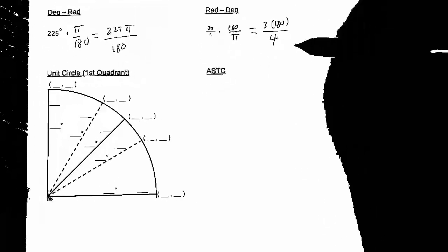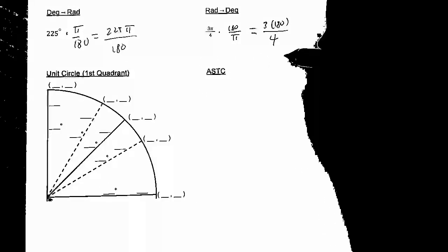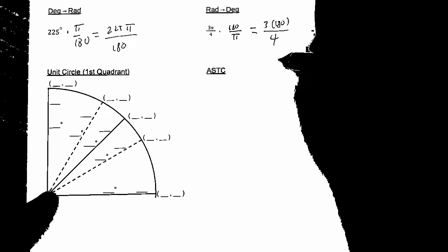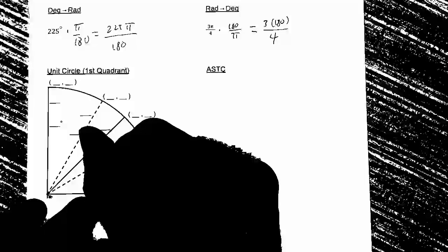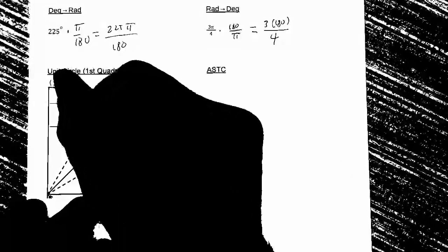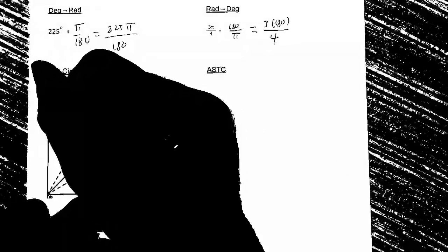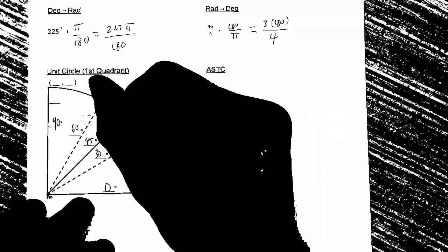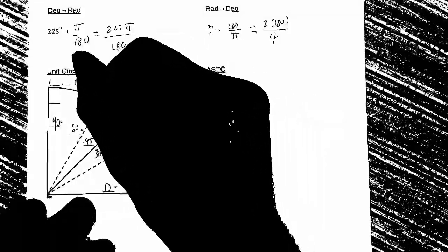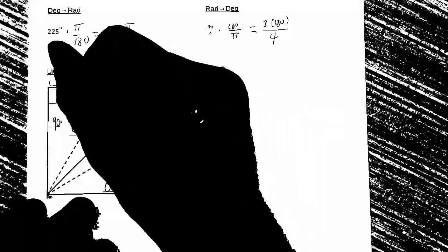Unit circle, first quadrant. How are we on this? Let's do the degrees. 0, then 30, then 45, 60, 90. Nice. Anybody can do the radians? 0 first, then pi over 6, pi over 4, pi over 3, pi over 2. Perfect.